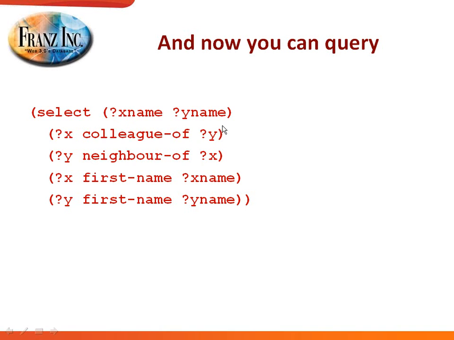You could say select every X name and Y name, where X is the colleague of Y, and Y is the neighbor of X, and X is the first name X name, and Y is the first name Y name. And then, like a relational database, you get back a table with 2 columns, where everything is just string based, and you can get a cursor and you can do whatever you want in your programming language.